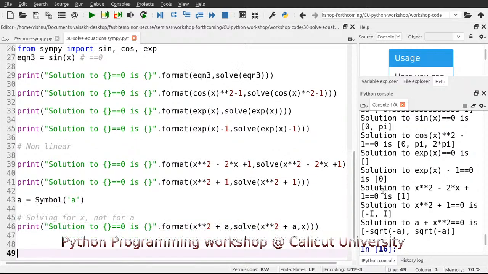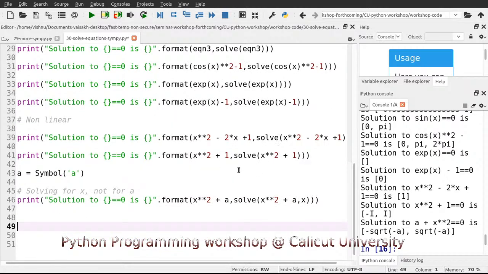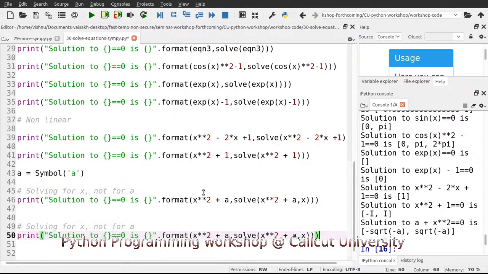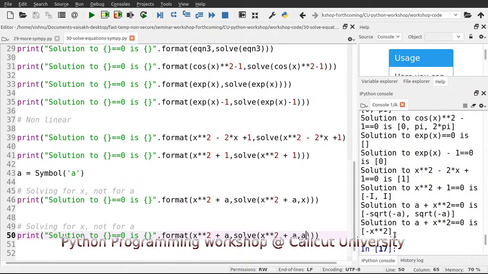Okay, when multiple symbols are involved in an equation, we should clearly mention that we are going to solve it in terms of what. Or if we solve it in terms of x, or if we solve it in terms of a, the solution is this.